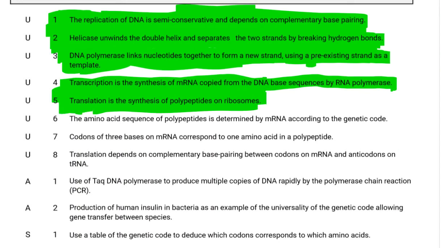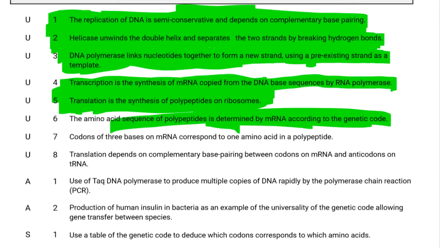You remember 70S and 80S ribosomes, so this is what they do. They make polypeptides, which are just proteins. The amino acid sequence of polypeptides is determined by mRNA according to the genetic code. So based on the sequence of mRNA, we actually get a specific sequence of amino acids, thus a polypeptide. Codons of 3 bases on mRNA correspond to 1 amino acid in a polypeptide.